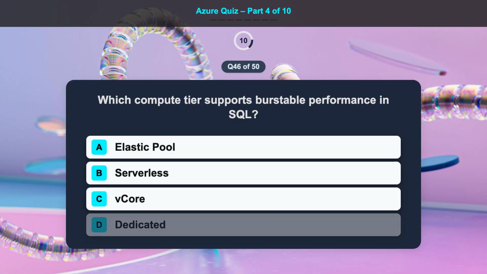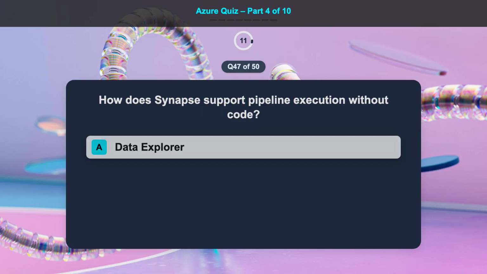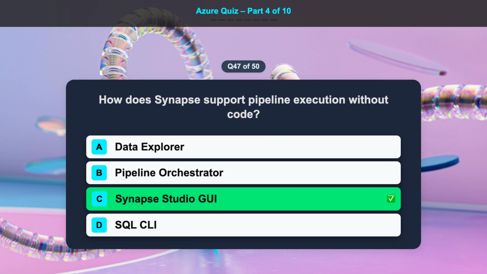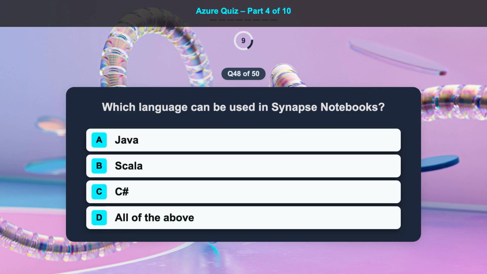Question 46. Which compute tier supports burstable performance in SQL? Question 47. How does Synapse support pipeline execution without code? Question 48. Which language can be used in Synapse notebooks?